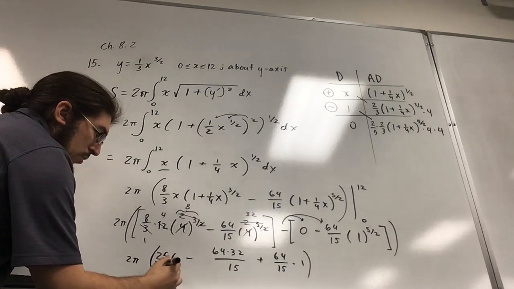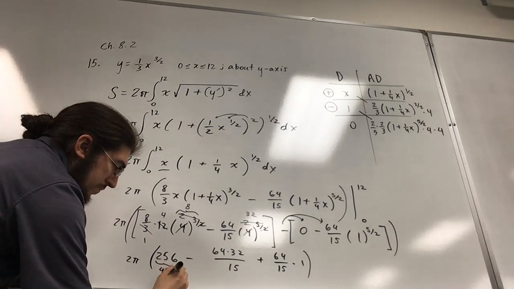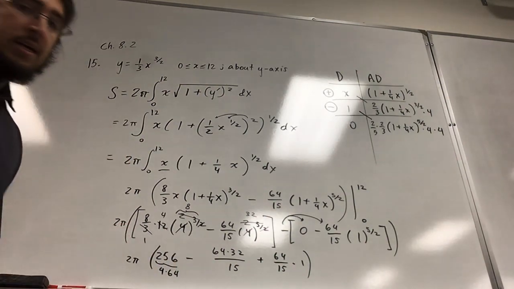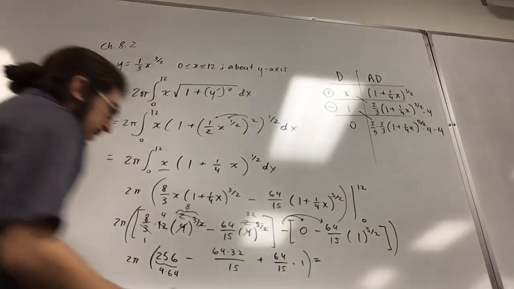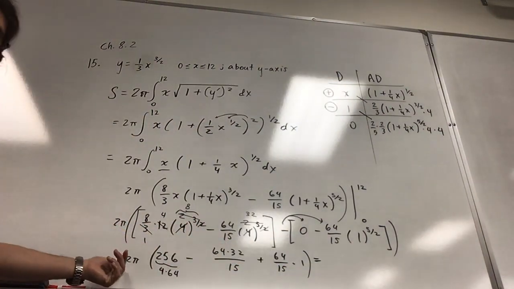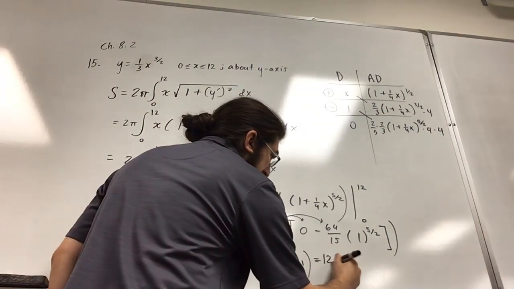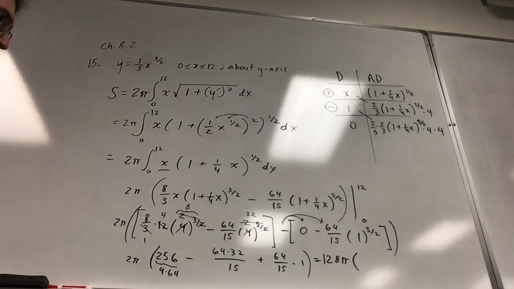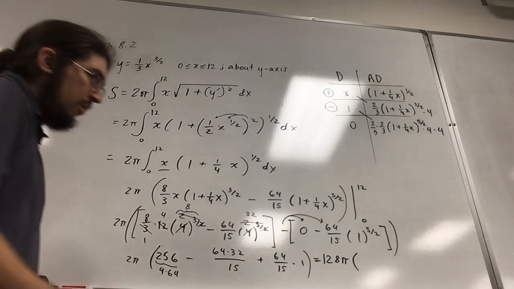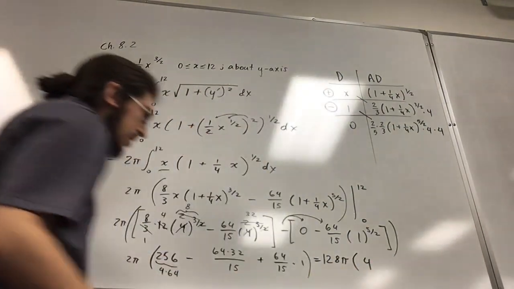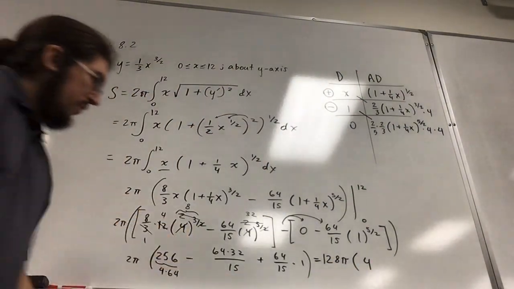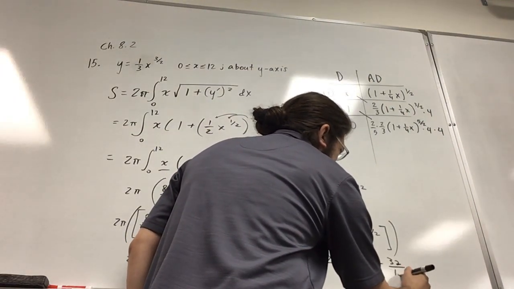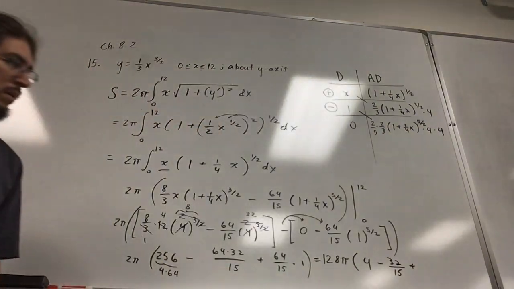Now, of course, the way we got this was 4 times 64. So notice they all have 64 in common. So we pull out 64. Pulling out 64, multiplying it by 2 will give us 128 pi. And when you pull out 64, this becomes 4, because you're dividing it by 64. That would be 32 over 15, so minus 32 over 15. Plus 1 over 15.